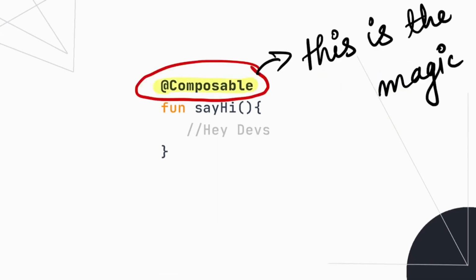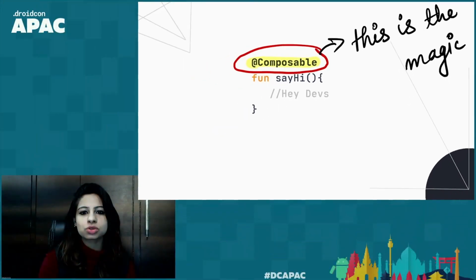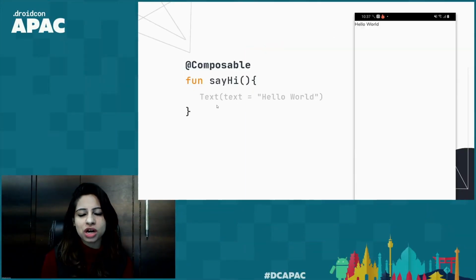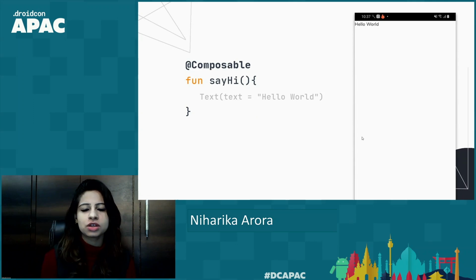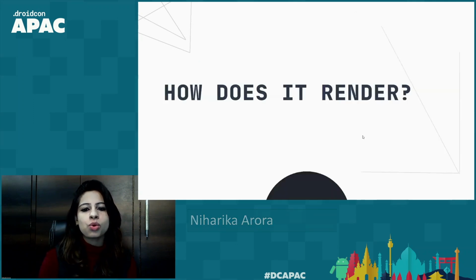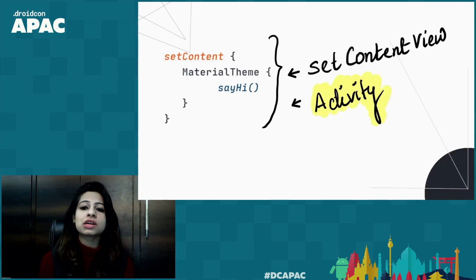You must be seeing this Composable above our function, and this is the real magic. Let me show you a normal text to render. If you write like this, you have a Text widget and you're writing Hello World inside it, and you can see the output on the right side. Hello World is getting displayed, right? Now, we understand that Composable is doing some magic to render it as a UI widget. But how does it render in the real world? How do we add it to our UI hierarchy? Let's talk about that now.